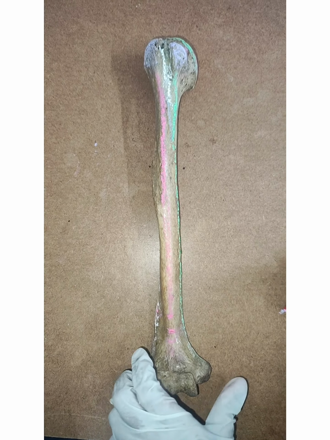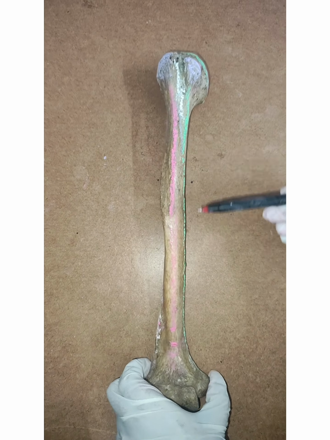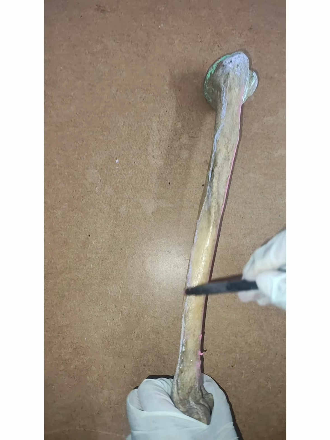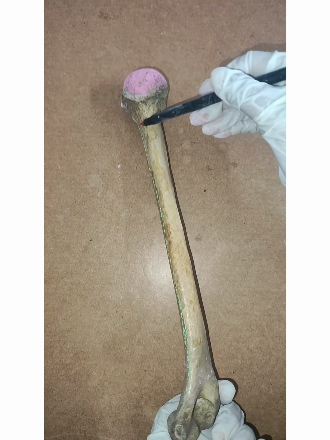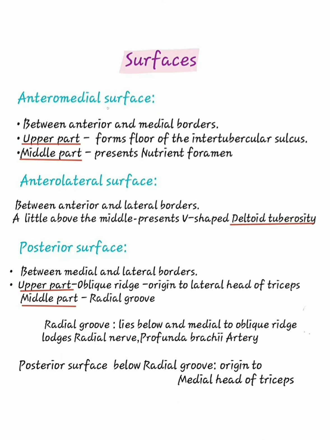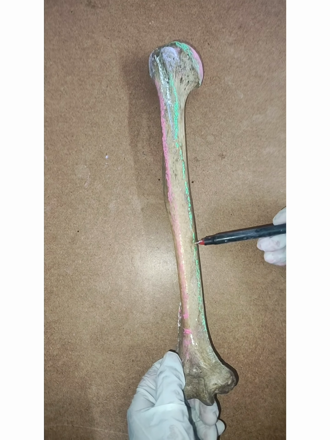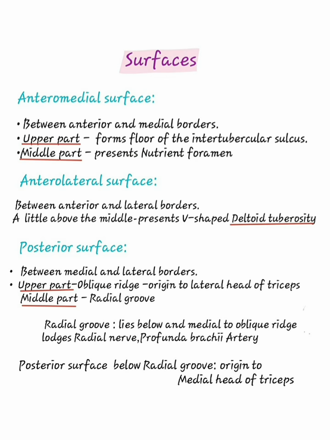Three surfaces: between the anterior border and medial border, the anteromedial surface; between the anterior border and lateral border, the anterolateral surface; between the medial and lateral borders, the posterior surface. Anteromedial surface, upper part: it forms the floor of the intertubercular sulcus, the bicipital groove. Middle part: it presents the nutrient foramen, which is directed downwards.